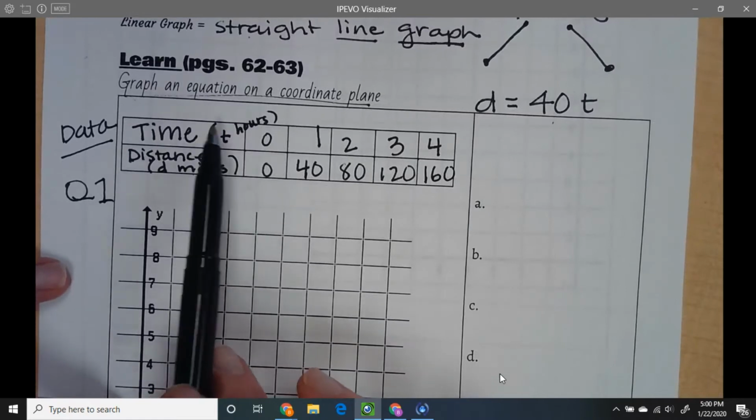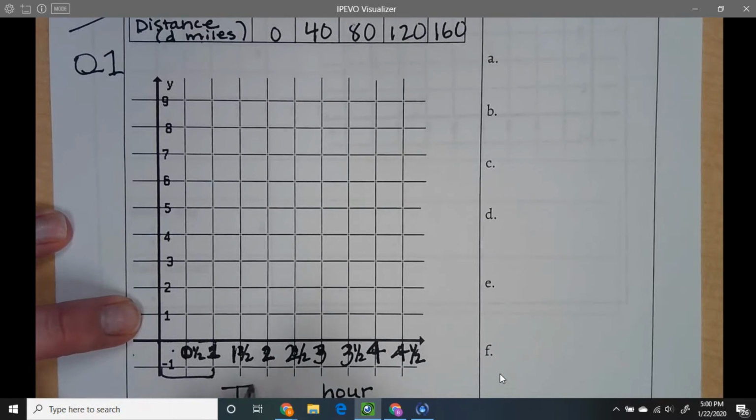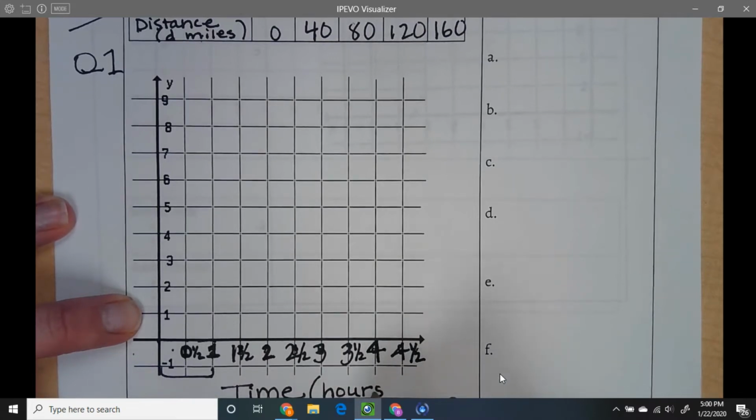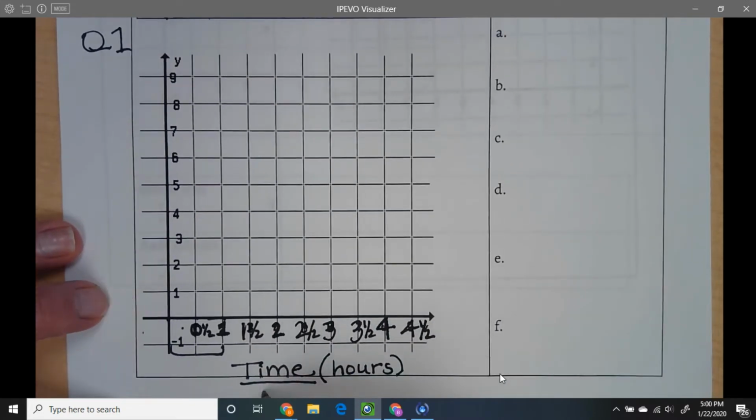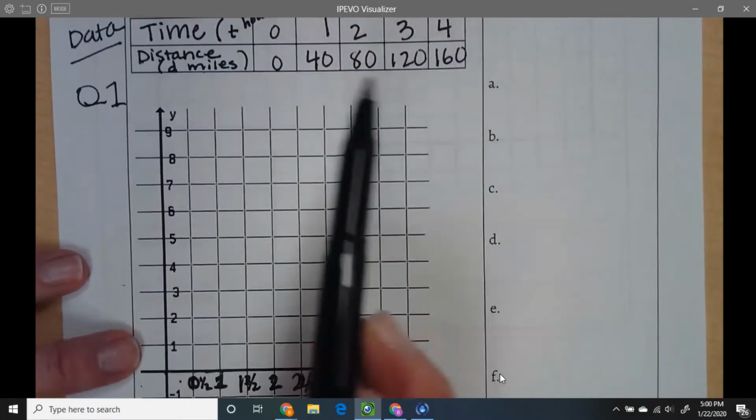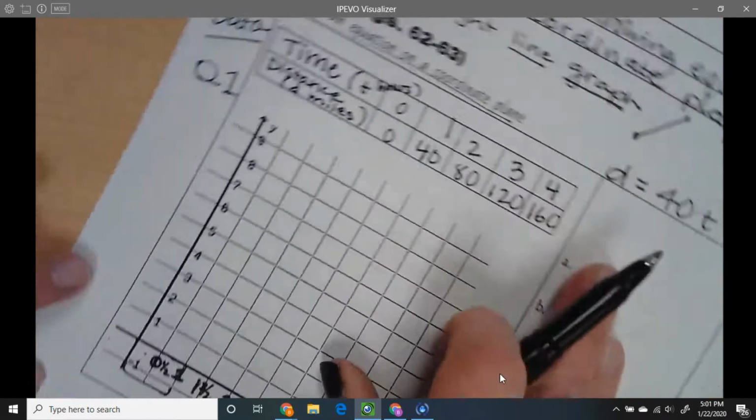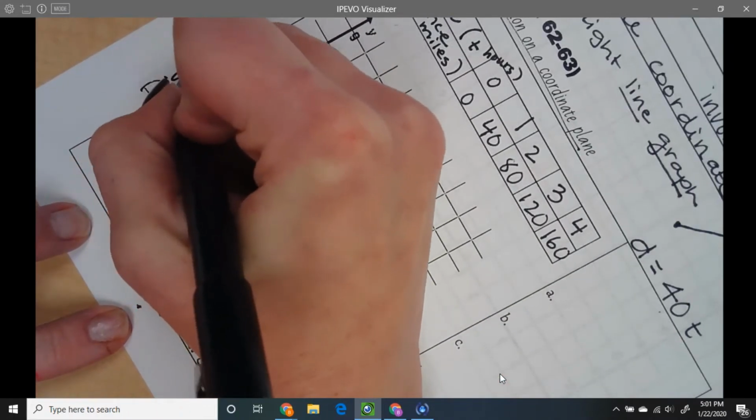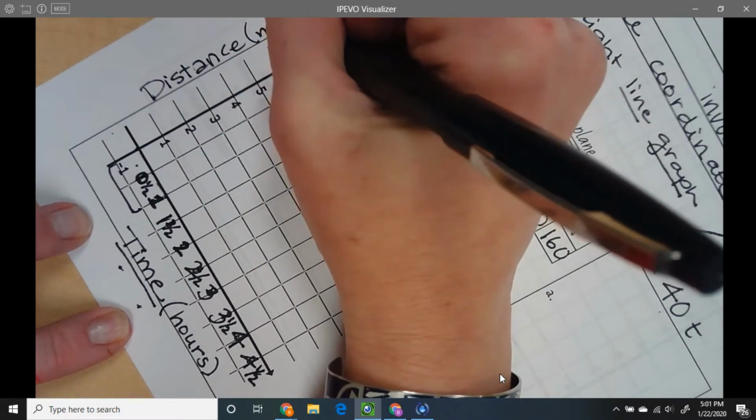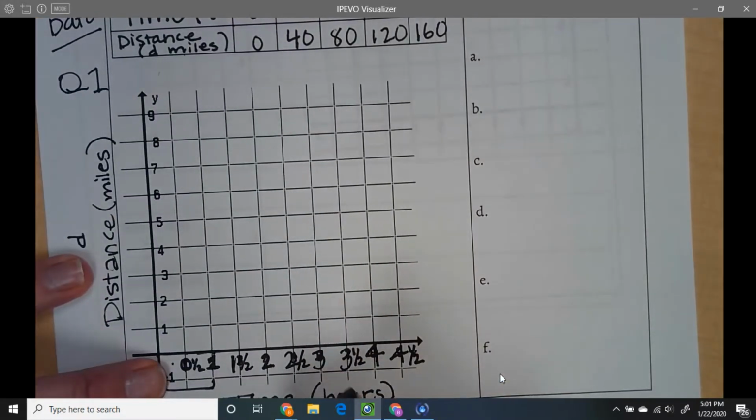If I look up at my chart, which one of these two is representing hours? I know that's time, so I'm going to label this part of my graph as time, and it's going to be in hours. So I do need to have a label here, and then I need to have a label over here. If this was time from the chart, you can probably guess that the vertical axis, the y-axis, is going to be distance. So we're going to label this distance and then put miles in parentheses. So this is D, and then this one is T.